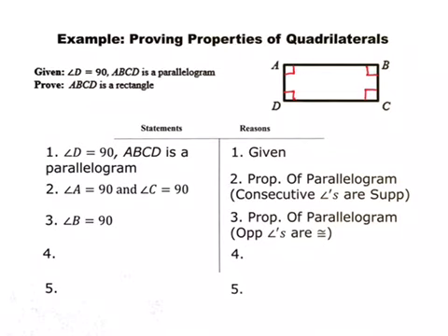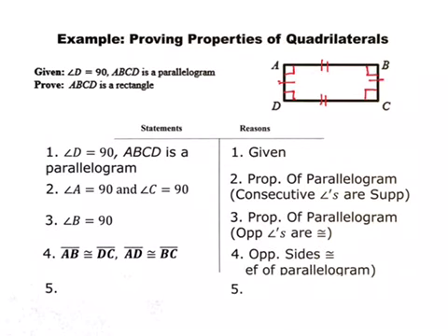So at this point, we have a parallelogram with four right angles, which is basically a rectangle, but I'm going to go for overkill here, and we're going to talk about the sides themselves. So AB is congruent to DC, AD is congruent to BC. So we have opposite sides congruent. And that, we know, is from, once again, opposite sides are congruent in a parallelogram, or the definition of a parallelogram in this case.